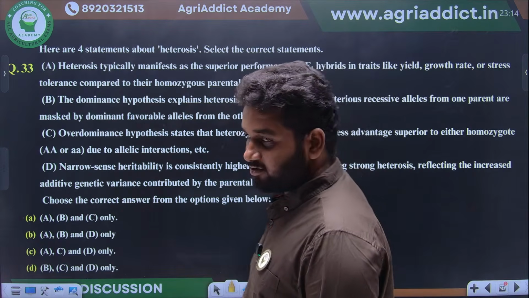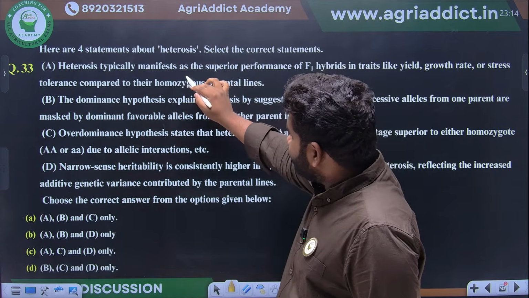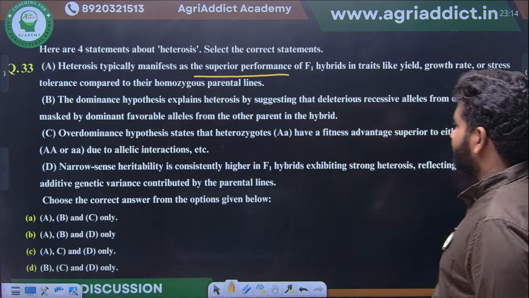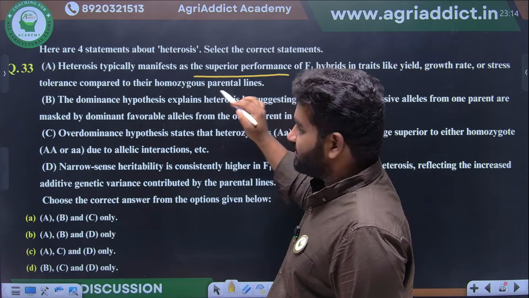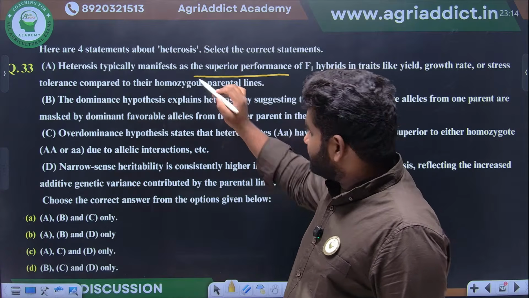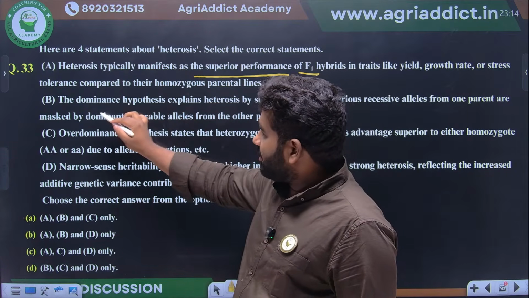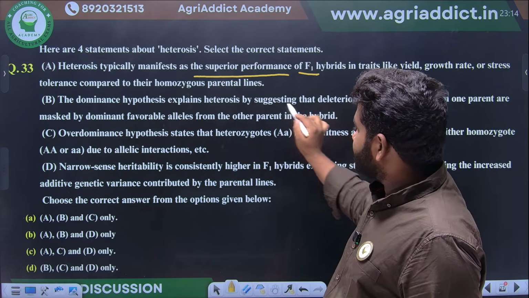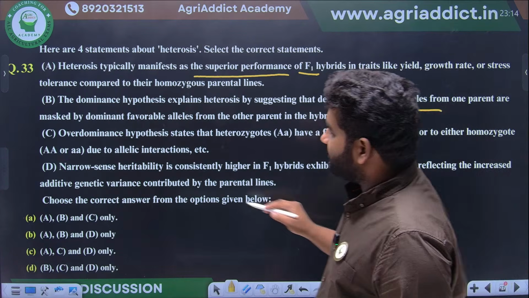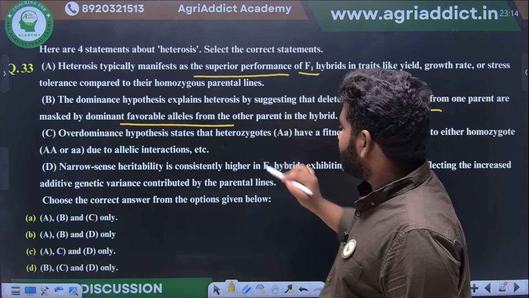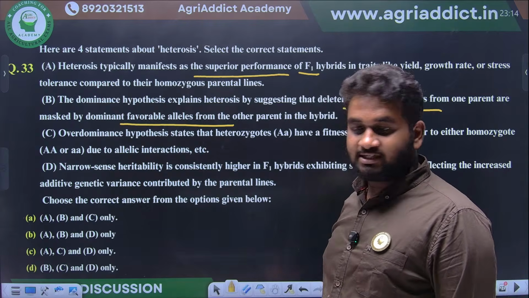Again, a heterosis question. Heterosis typically manifests as the superior performance of F1 hybrids in traits like yield, growth, and stress tolerance compared to homozygous parental lines. Yes. Superior performance of your F1 plants is nothing but heterosis. B: The dominance hypothesis explains heterosis by suggesting that deleterious recessive alleles from one parent are masked by dominant favorable alleles from the other parent in the hybrid. That's what I explained in the previous slides.